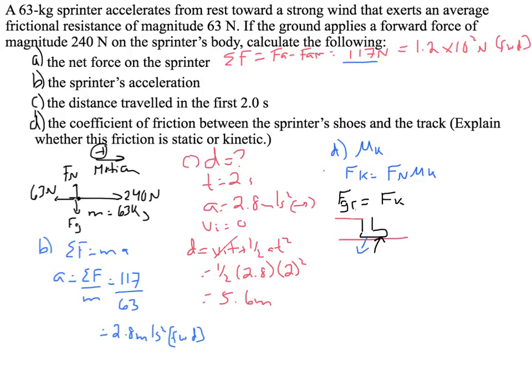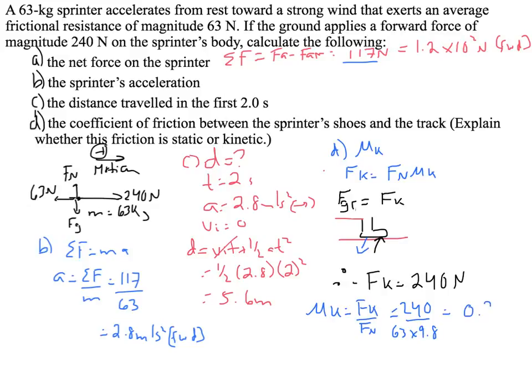So, therefore, Fk is 240 newtons. Once you get that part of the question good, you'd be fine. So continuing on, mu k is Fk over Fn, 240 over 63 times 9.8. And then we get an answer of 0.39.